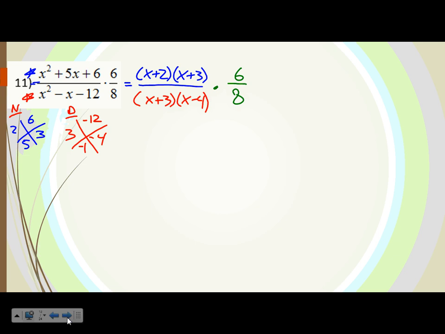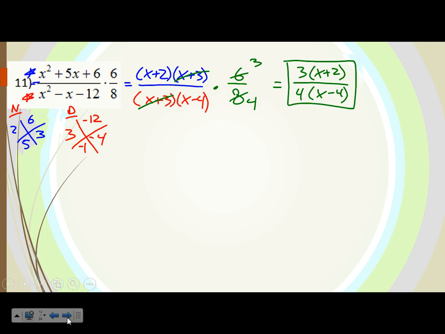Second step, if you have the same thing on top and bottom, you can cancel. So the x plus 3 cancels, x plus 2 and x minus 4 you can't, but this 6 and the 8, we can reduce that just like a normal fraction. So both of those can be divided by 2, so that means I have 3 and 4. So now I've got x plus 2 times 3, and x minus 4 times 4. That is your answer, but don't forget we need to do the excluded values.